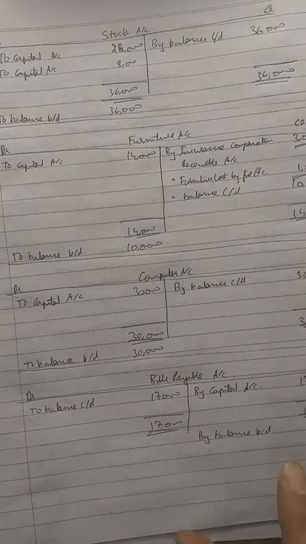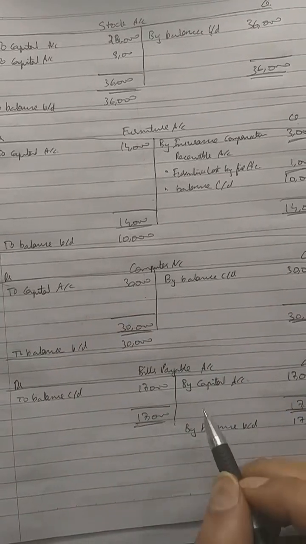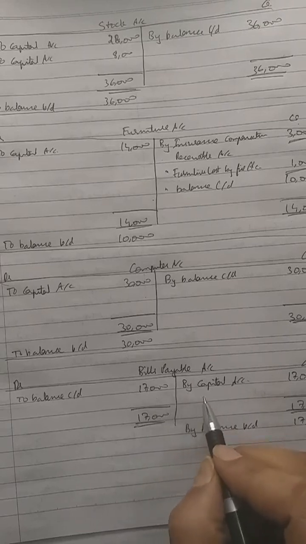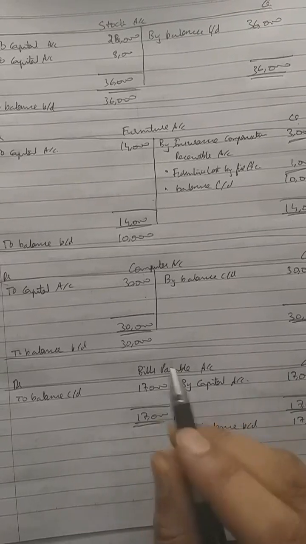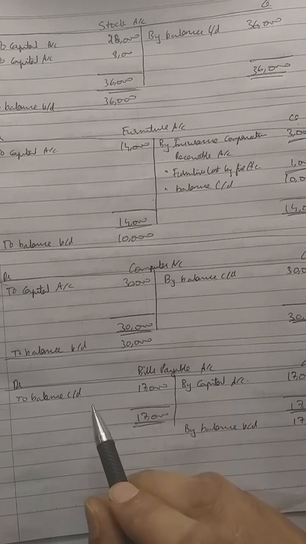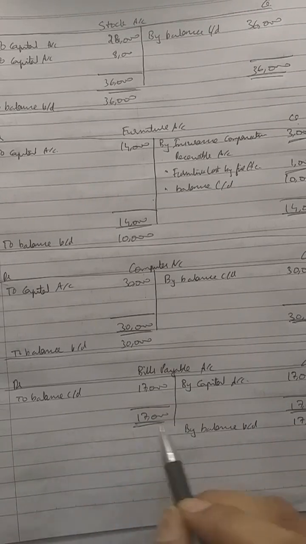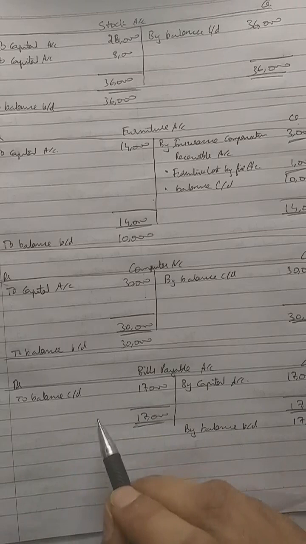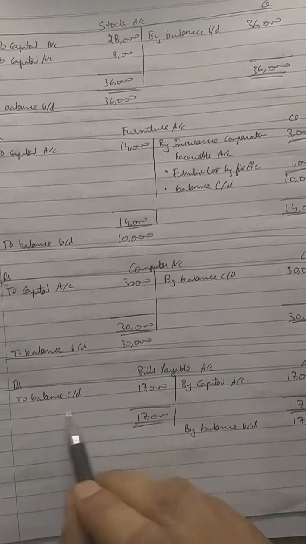Then just like our last problem, bills payable account. Now in this situation, I had told you to write by capital account only 17,000 because it will match the dual aspect. Then if nothing is paid, it will be carried down. So I am doing the casting and the balancing and the brought down thing. Alright. If something is paid, then it will be mentioned on the debit side.